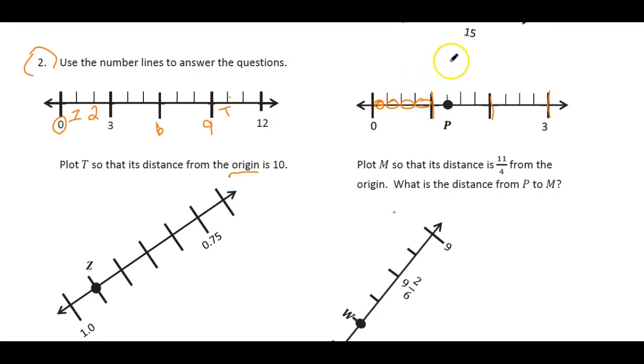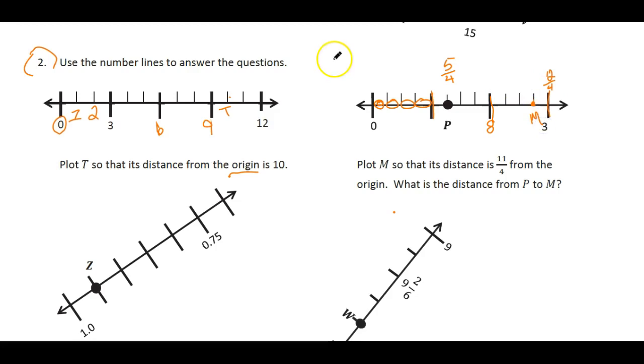So P right now is sitting at 5 fourths. What it's asking us to do is plot an M, so its distance is at 11 fourths. So if this is 4 fourths, this is 2, which is 8 fourths, right? So if this is 8 fourths, you're going to add 4 more to that. So this is going to become 12 fourths, which means 11 fourths is here. That's going to be M.